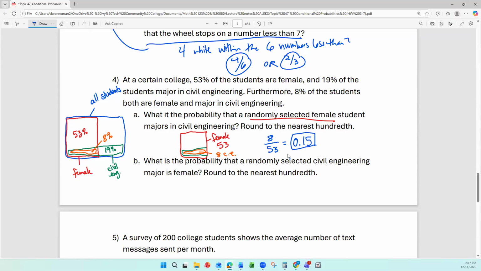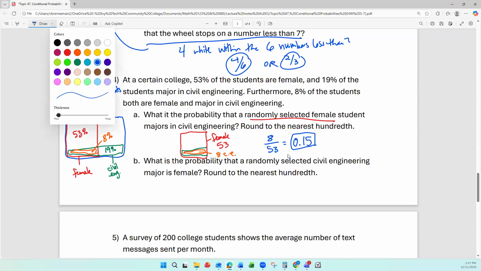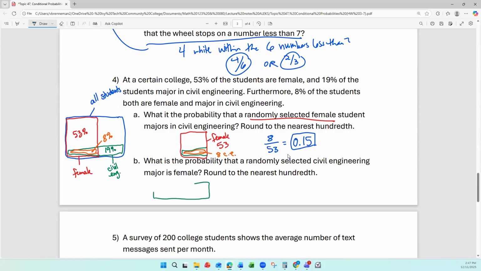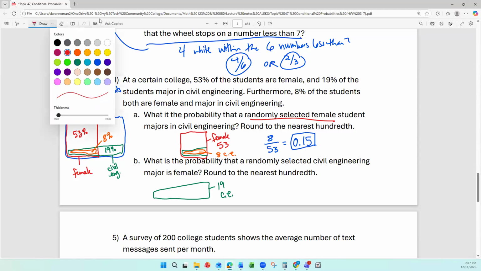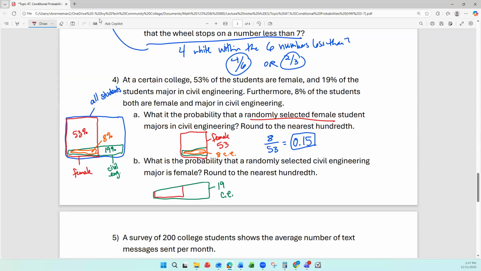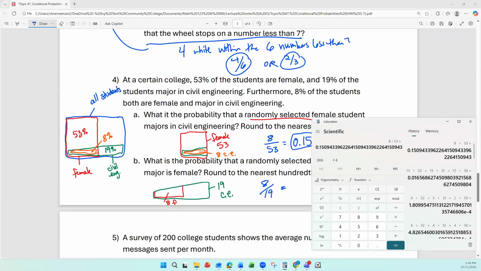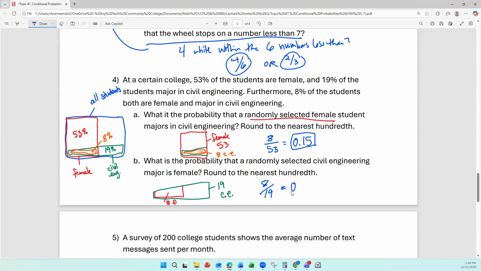Then what's the probability that a randomly selected civil engineering major is female? So now we're looking at just out of the civil engineering. Then we have the female out of the 19 civil engineering. .42.